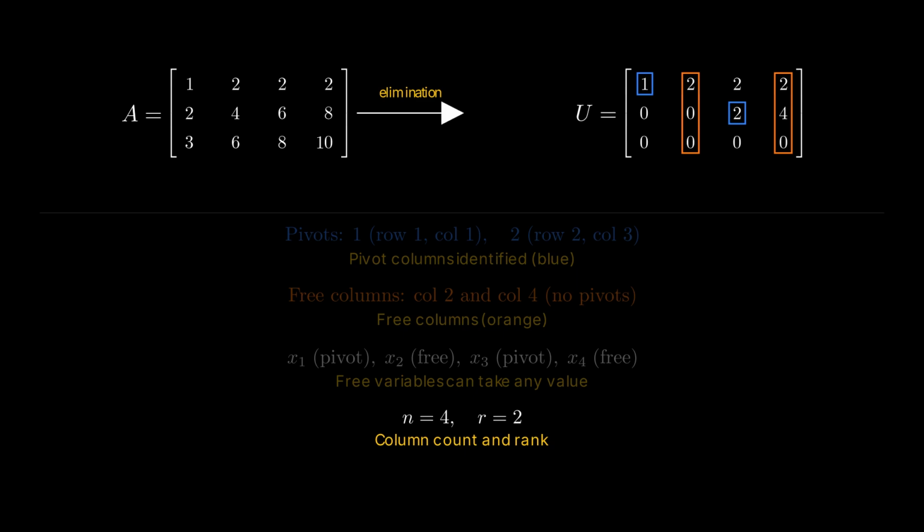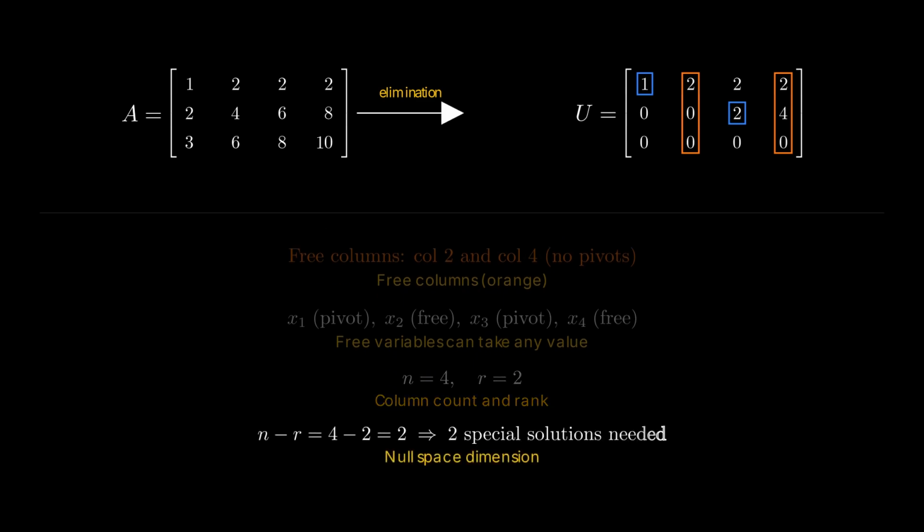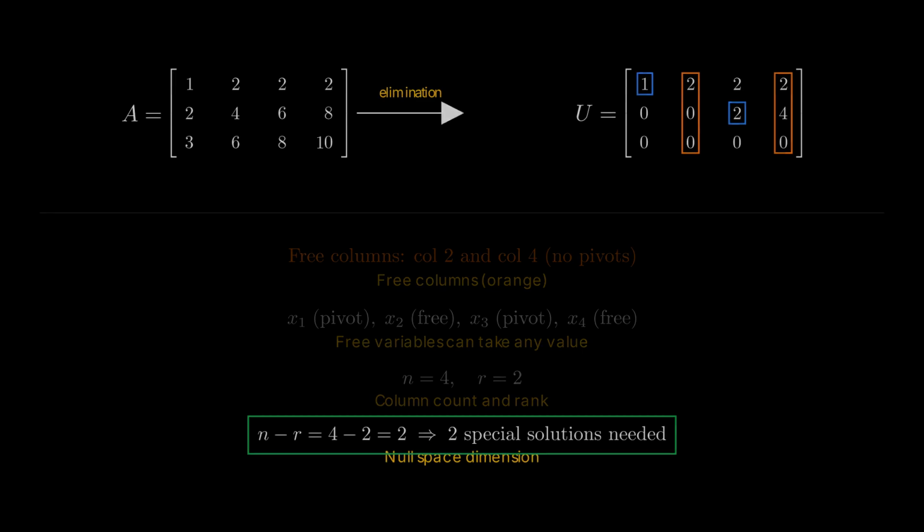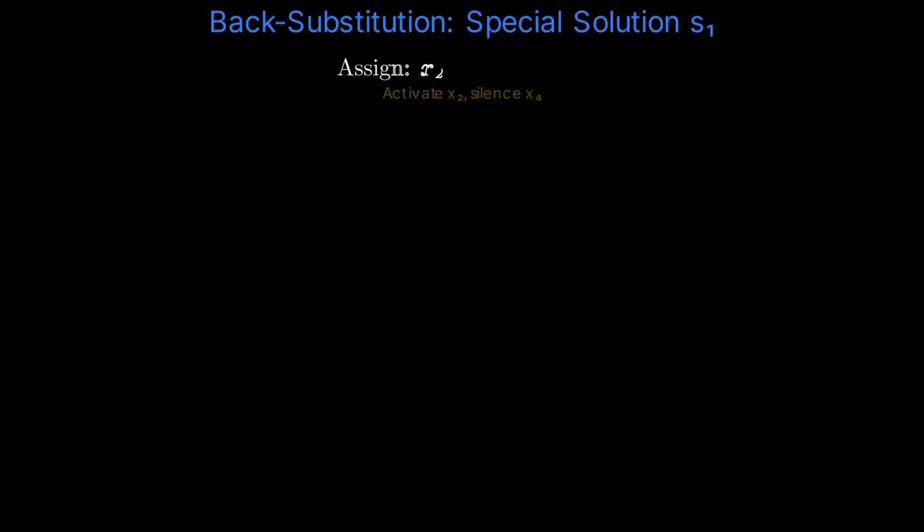Here's the key count. N equals 4 columns, R equals 2 pivots, so N minus R equals 2. Two free variables means we need exactly two special solutions to describe the entire null space. Here's the recipe. For special solution 1, set x2 equal to 1 and x4 equal to 0. We activate one free variable and silence the other.